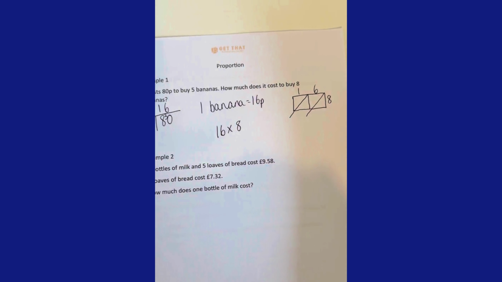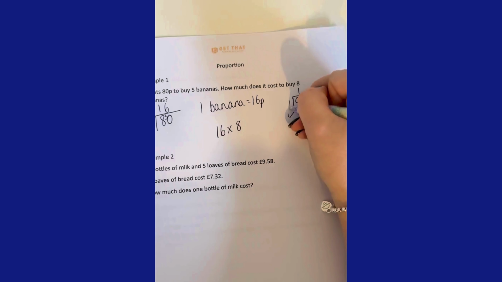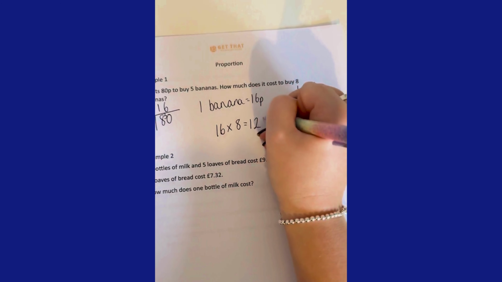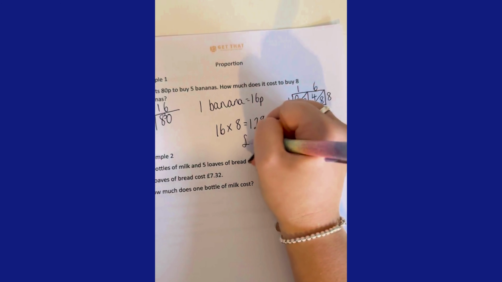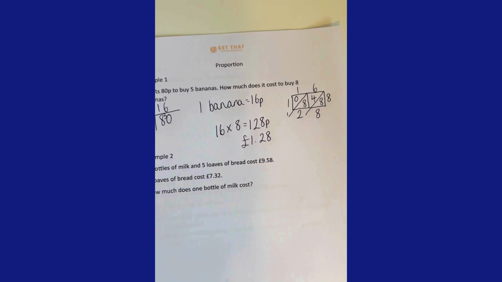So 16 multiplied by 8. 1 times by 8 gets us 8, and 6 times by 8 gets us 48. Underneath this diagonal is an 8. Underneath this diagonal, 4 add 8 gets me 12. So 2 there, carry the 1, and so that's a 1 there. So 16 times by 8 gets us 128p, or £1.28. So the cost of 8 bananas is £1.28.